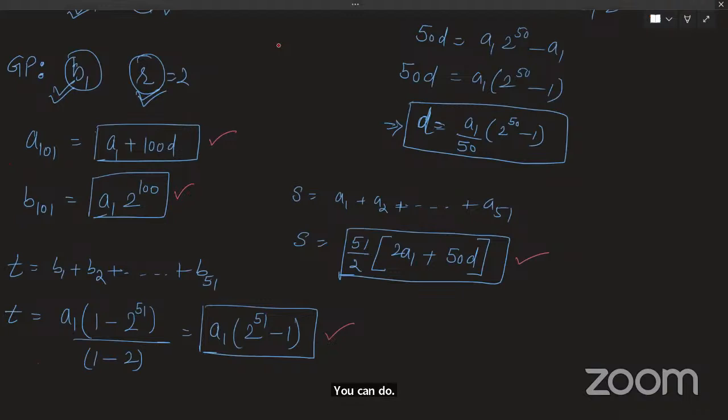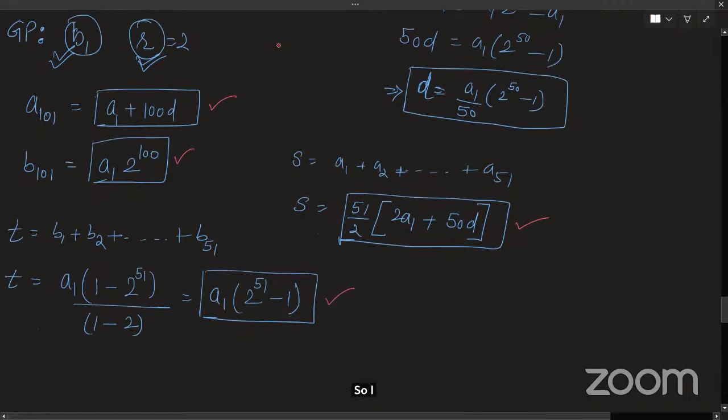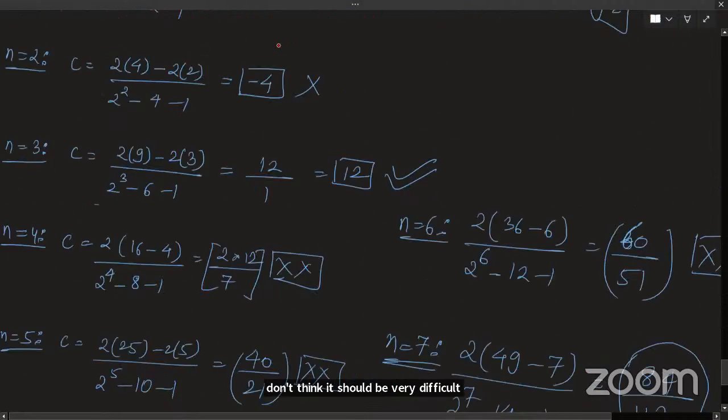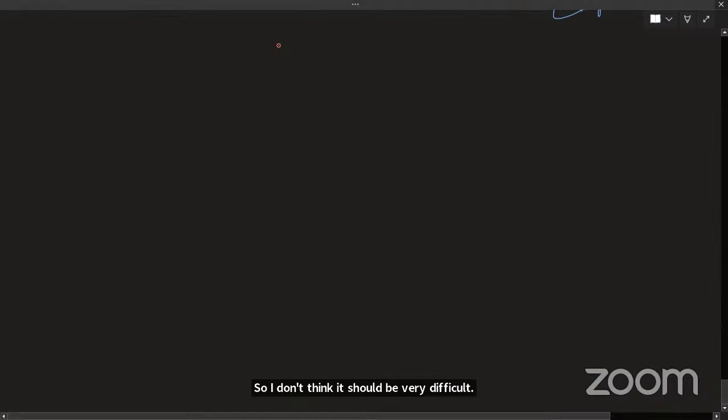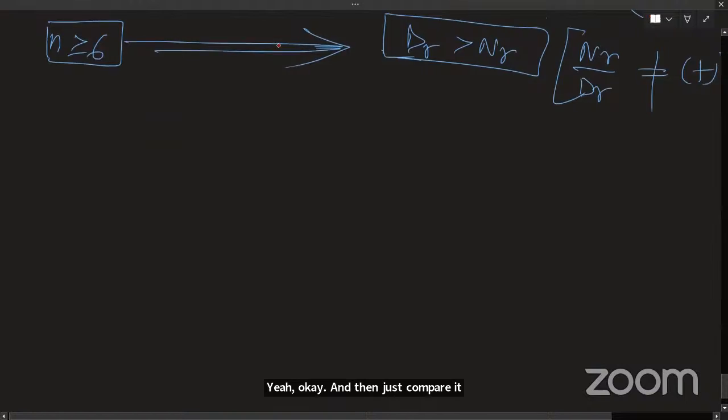See, it is given to you A1 plus 100D, and I have given you the value of D also. So you just need to substitute your value of D here. Same thing, S is equal to 2A1 plus 50D. So just substitute your value of D here. I don't think it should be very difficult. Just substitute the value of D, and then compare it and come with the answer tomorrow. Fine.